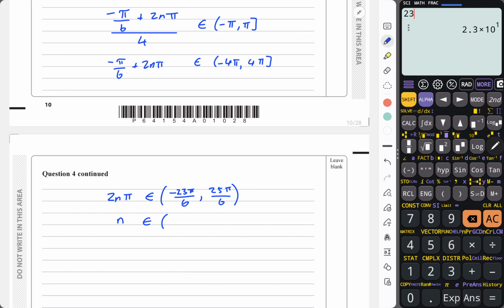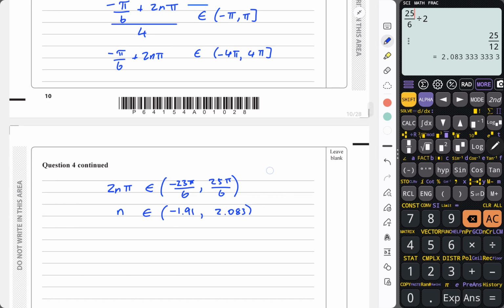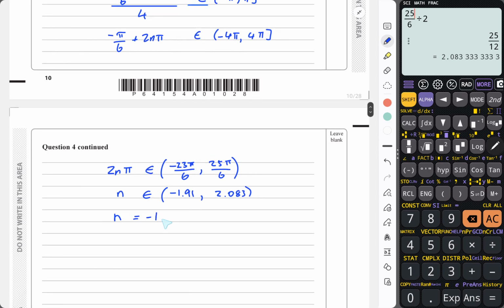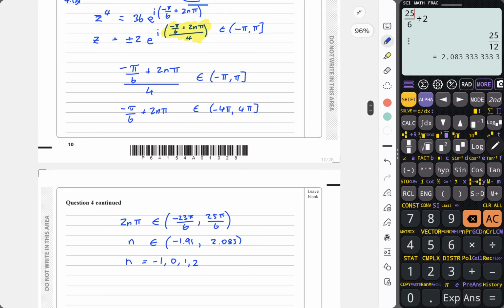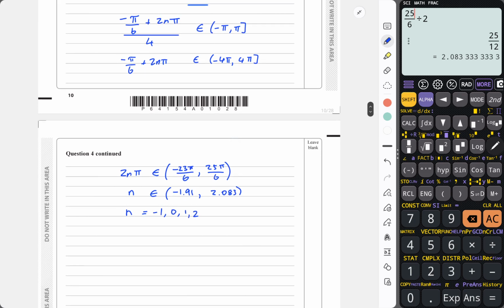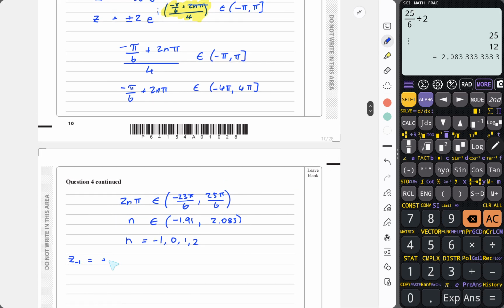So we get 23 over 6 and then divide that by 2, so we've got 12 on the bottom. That is minus 1.91. If I do the same thing with 25, that is 2.083. So that tells me my values for n are going to be -1, 0, 1, and 2, because it has to be integers in that interval. So we've got our formula for the complex number that's going to satisfy the equation. Let's put a label on the different ones. So z when n is -1 is going to be plus or minus.